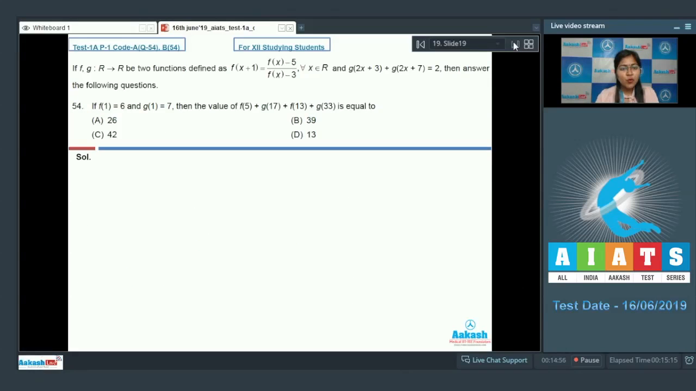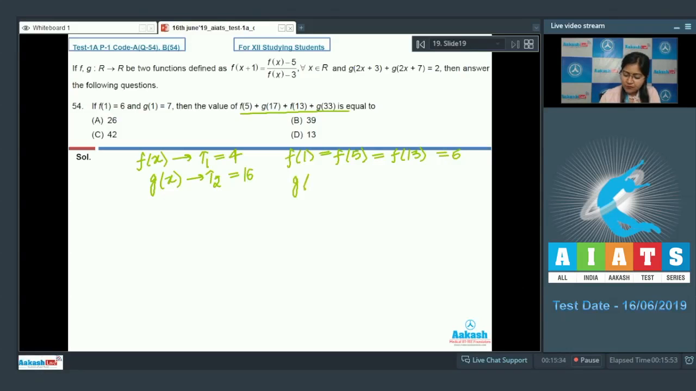Next is question number 54, which says that if f(1) is 6 and g(1) is 7, then we have to find the value of this part, right? So we know that f(x) has fundamental period T1 equal to 4, and g(x) has fundamental period T2 equal to 16. So f(1) will be equal to f(1+4), that is f(5), and it will also be equal to f(13). So all these values will be equal to 6.